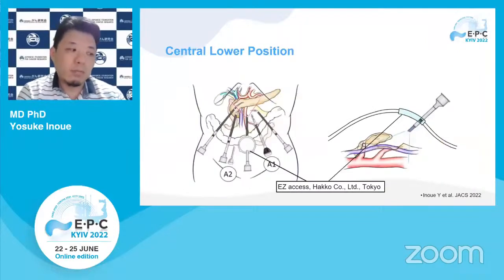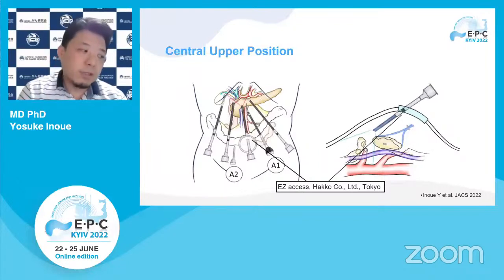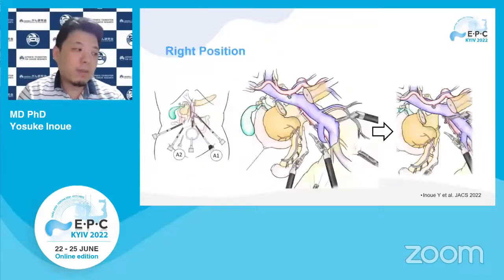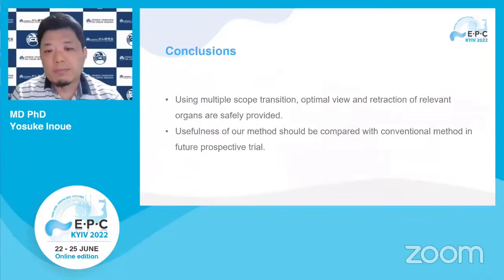Central lower position is used for dissection of suprapancreatic area, which includes pancreas head exposure and turning of pancreas neck. Then, the scope is moved cranioventrally by turning the Z axis 180 degrees. This position is useful for suprapancreatic dissection and hilar dissection. Then the scope is moved cranially to the right position, and this position is useful for SMA dissection from left side. This is our conclusions.